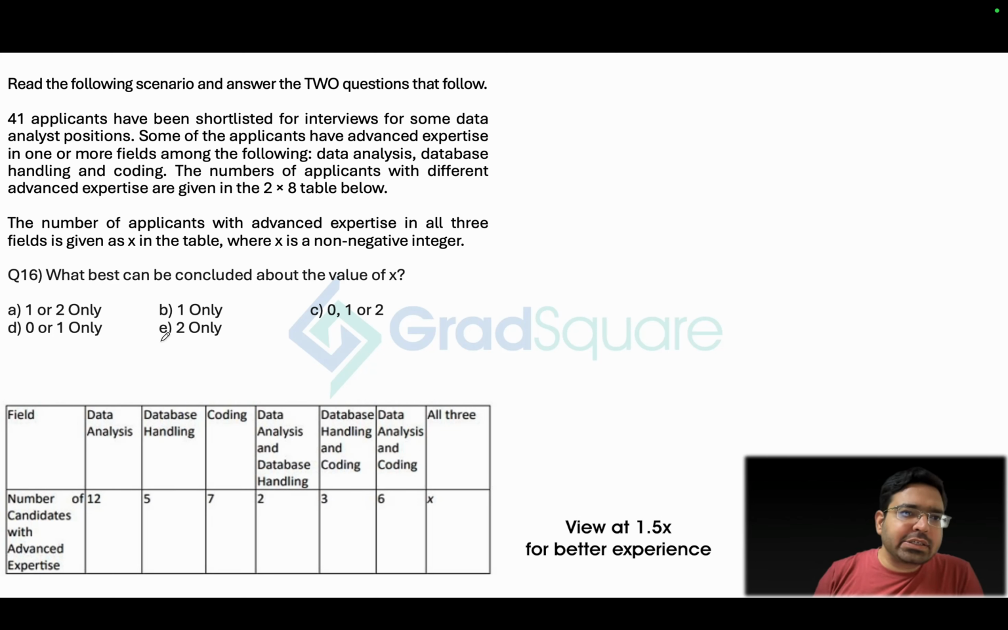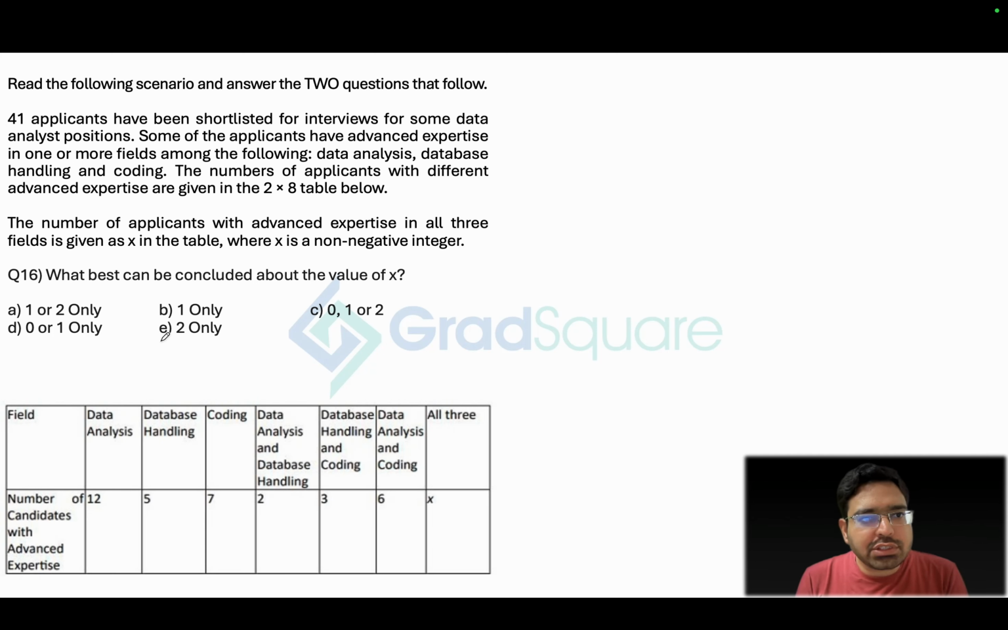Look at this DI set. It talks about 41 applicants having been shortlisted for interviews for some data analyst position. Some of the applicants have advanced expertise in one or more of the following fields: data analysis, database handling, and coding. These are the three skills they're talking about, and some of these individuals have advanced expertise in one or more than one of these. There can be people who have none of the three expertise as well, out of these 41 aspirants.